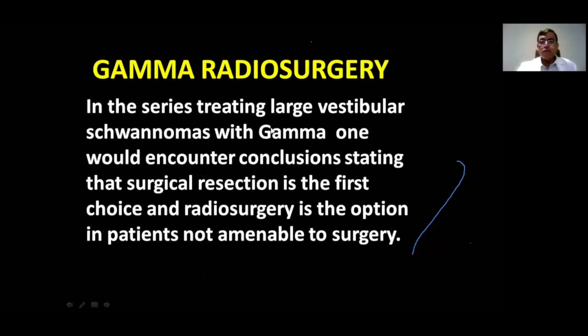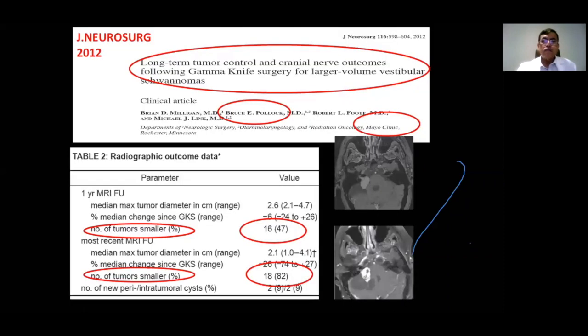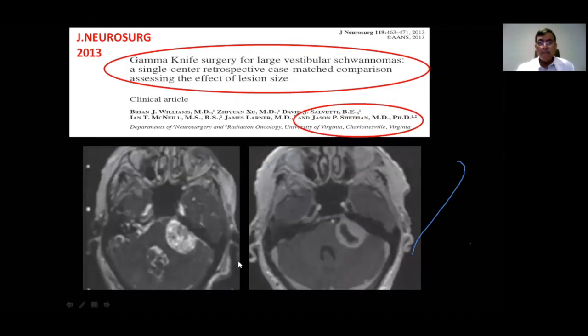Even in those series where they treated large vestibular schwannoma with the gamma knife, they would reach the conclusion: surgical resection is the fair choice. And the same papers produced by the radiosurgeons. Show you some. Bruce Bullock from Mayo Clinic, producing this paper in 2010 about the results of the gamma knife treatment. Number of tumors getting smaller, only 16 out of 47. Number of tumors smaller, 18 out of 82. So it's not a very good result actually.